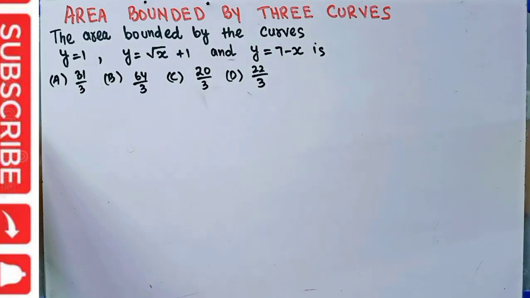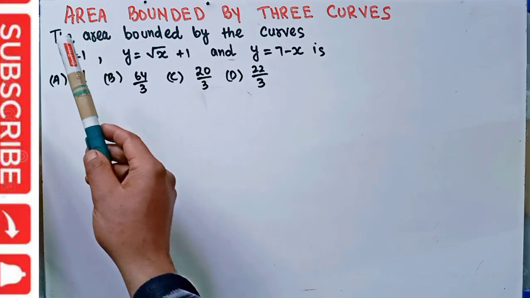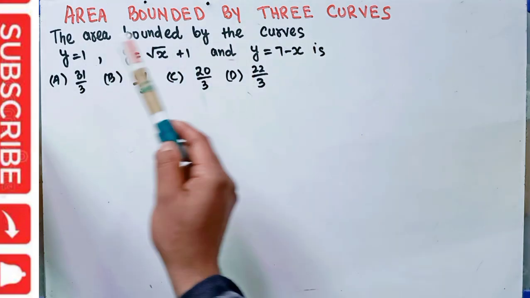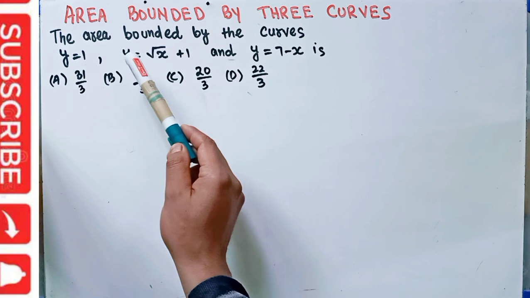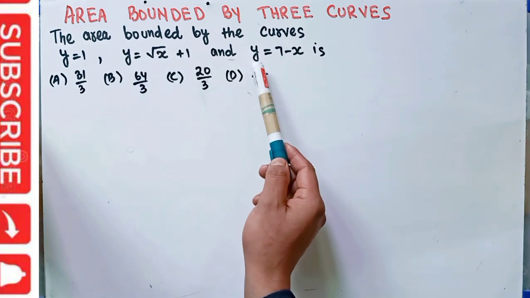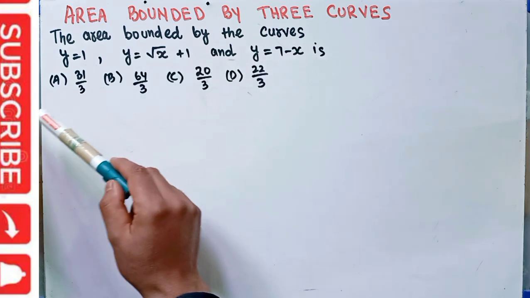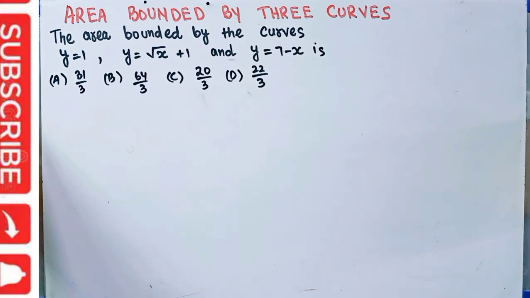In this video, we will learn how to find the area bounded by three curves. The question is: the area bounded by the curves y is equal to 1, y is equal to under root x plus 1, and y is equal to 7 minus x. Options are being given. We need to find out the correct option.